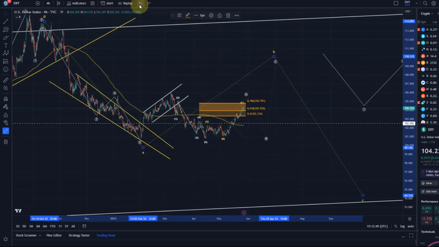This here looks better in terms of proportions, okay? So just be aware of that, but that doesn't necessarily mean it is the one that is going to play out.